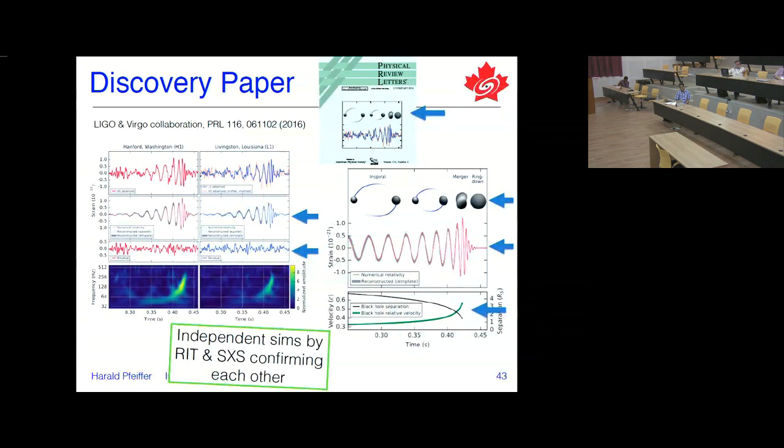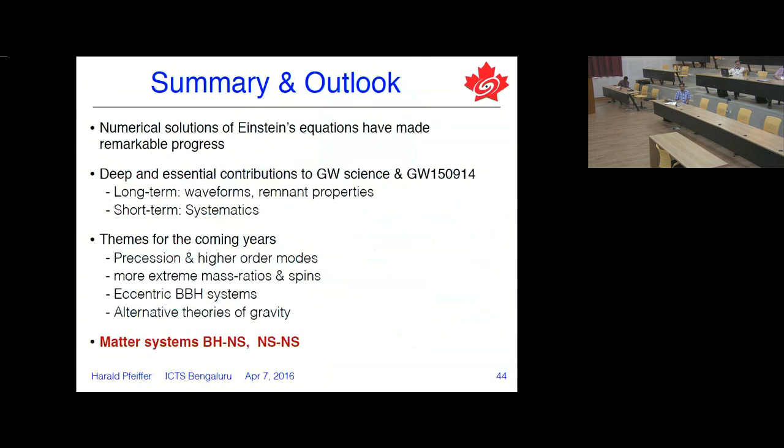Let me summarize on slide 44. Numerical relativity for binary black holes has come remarkably far. It has contributed deeply and in an essential way to gravitational wave science and to GW150914. Long-term, by constructing and improving waveform models, as well as scoping out remnant properties. And short-term, to provide targeted systematic studies near the parameters of the system.